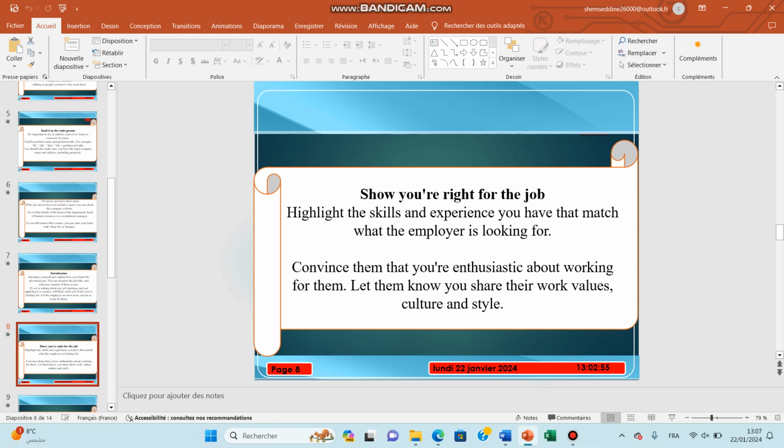Also, show you're right for the job, or that you fit the job perfectly. Highlight the skills and experience you have that match what the employer is looking for. Convince them that you're enthusiastic about working for them and let them know you share their work values, culture, and style.